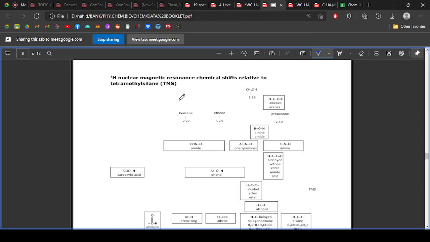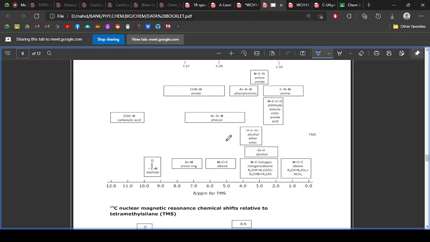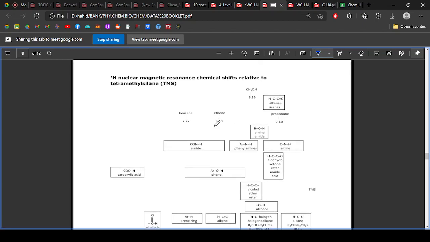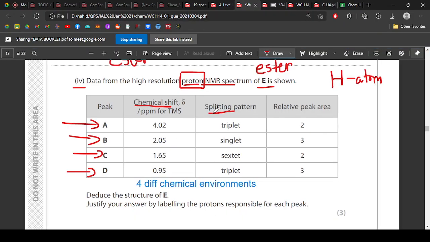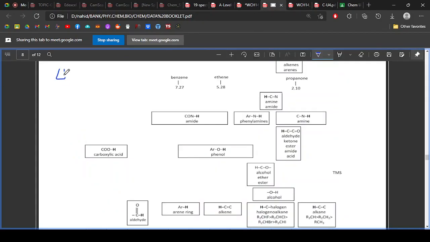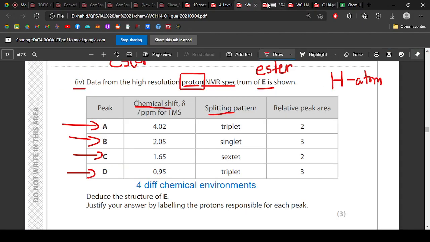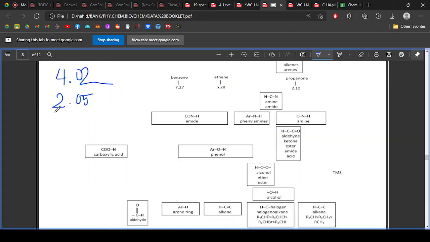If you go to the data booklet, you will see that there's a specific page where they've given you all the NMR chemical shift values specific to a hydrogen atom. Now in the question, they have given us some values, for example 4.02, 2.05, 1.65, and 0.95. I've just written the values here so I don't have to keep going back.